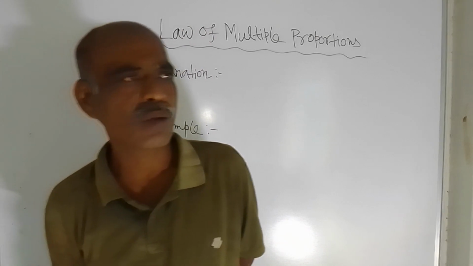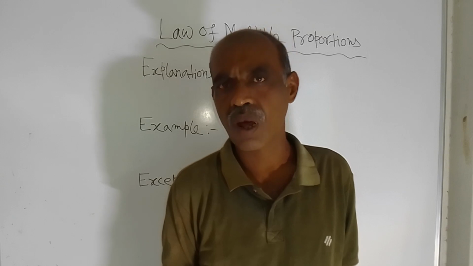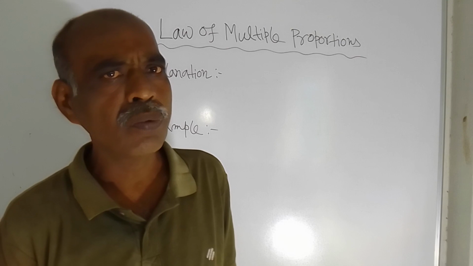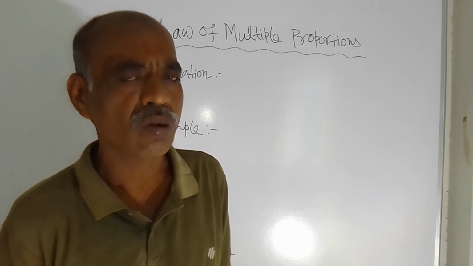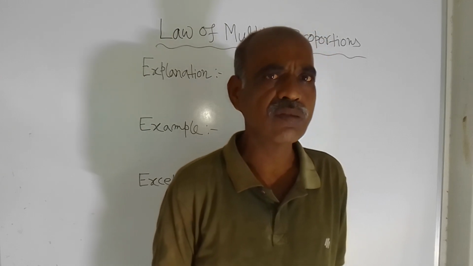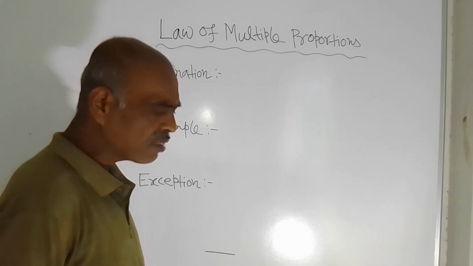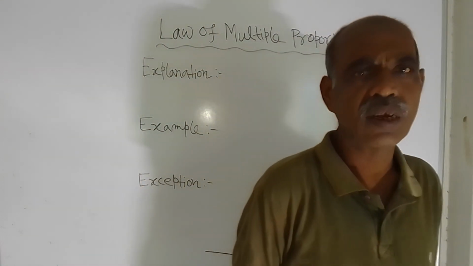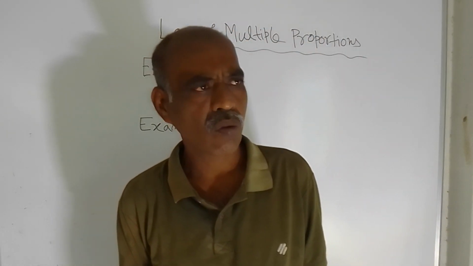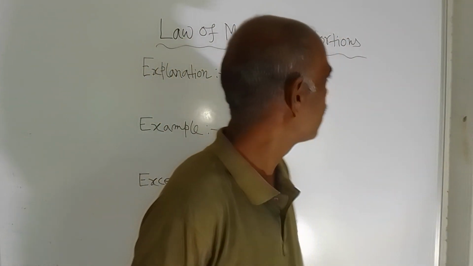The first video lecture was on law of conservation of mass. Okay. Second one was law of constant proportions or law of definite proportions. And this is the third lecture. It is on law of multiple proportions. This law was proposed by John Dalton, scientist John Dalton, in 1803. Okay, everything you will get in your books.